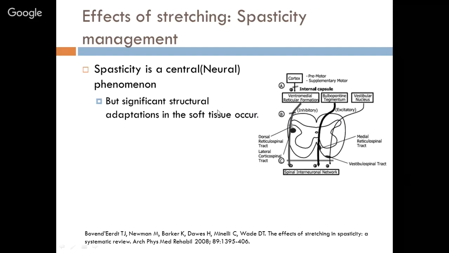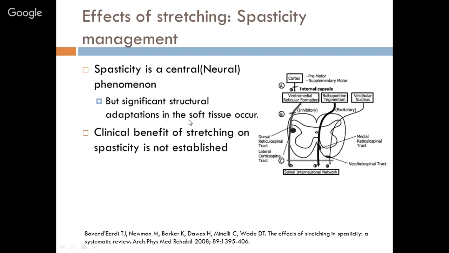However, in spasticity, there is a lot of immobility also associated. The stiffness that you see in a muscle in a patient with stroke or cerebral palsy is not only because of spasticity, but also the structural adaptation in soft tissue. That is the neural and non-neural component. So it's hard to distinguish, once it has appeared, whether the stiffness that we observe is because of spasticity or soft tissue. But the benefit of stretching in reducing spasticity is not established.